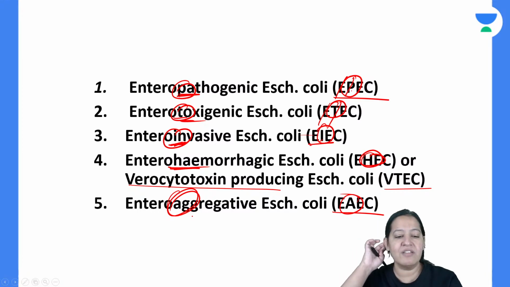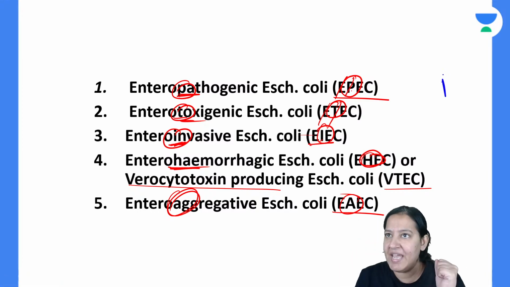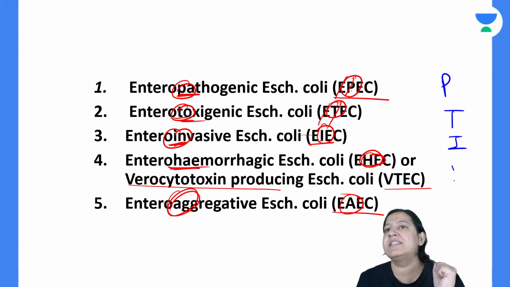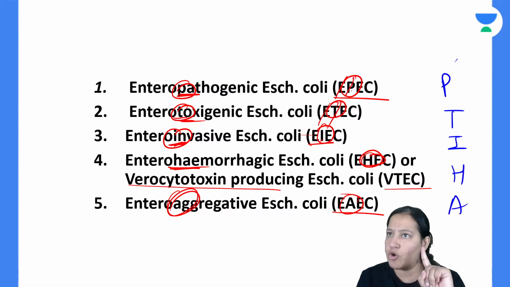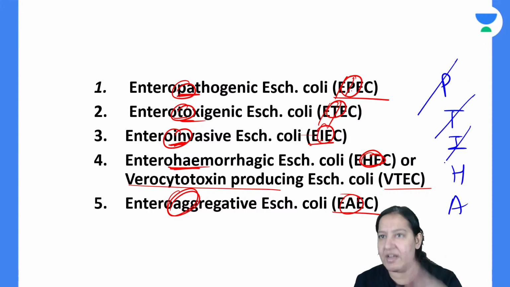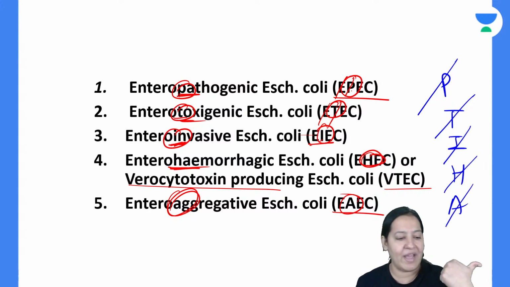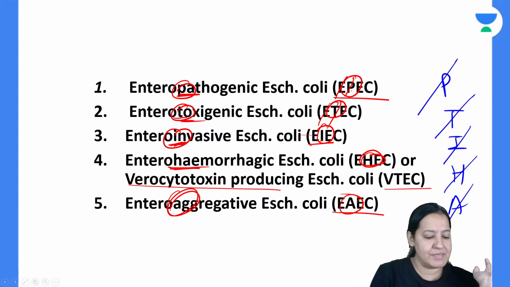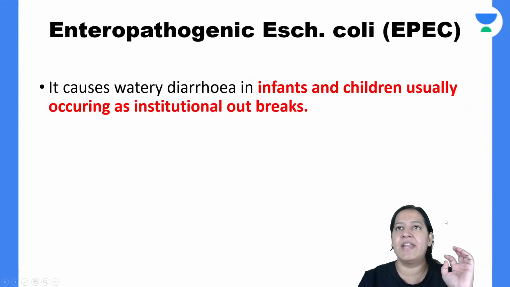Enteroaggregative E. coli. So what are the 5 types? Tell me. EPEC, ETEC, EIEC, EHEC, EAEC. So enteropathogenic, enterotoxigenic, enteroinvasive, enterohemorrhagic, enteroaggregative. First give me a thumbs up if you got the names. So let me tell you the 5 different mechanisms of diarrhea in each of them.